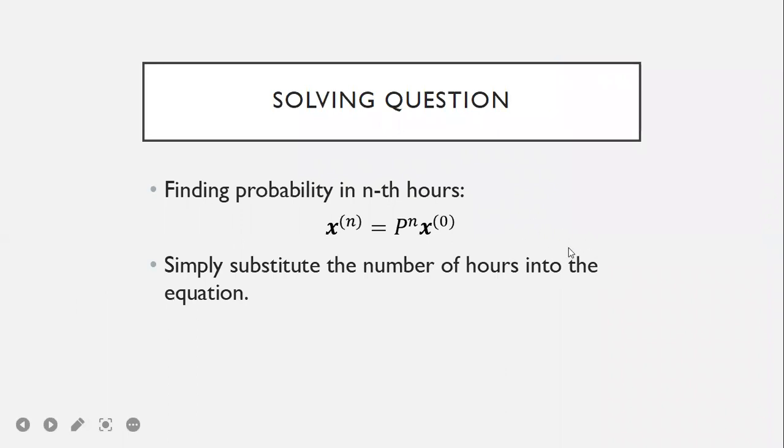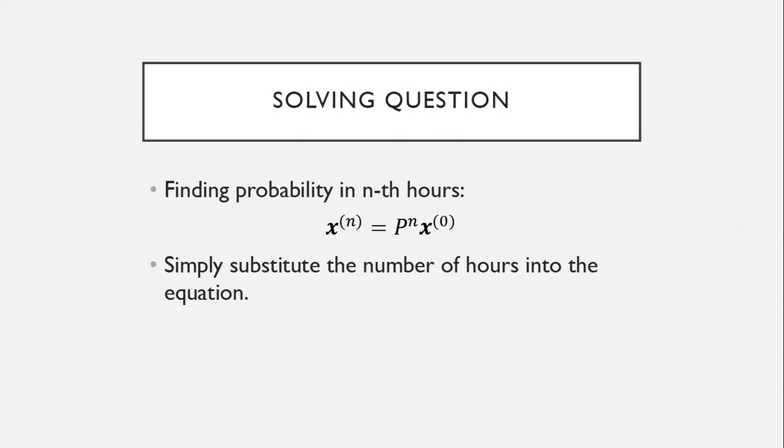In order to solve this question, we need to know how to find the probability of the policewoman being at all 9 locations. Based on the theorem, we know that we can find the probability from this equation. X power of n equals P power of n times X power of 0. The X indicates the probability of the policewoman being at all 9 locations. Hence, X power of n is the probability that the policewoman is at all 9 locations after n hours, while X power of 0 is the initial location of the policewoman.